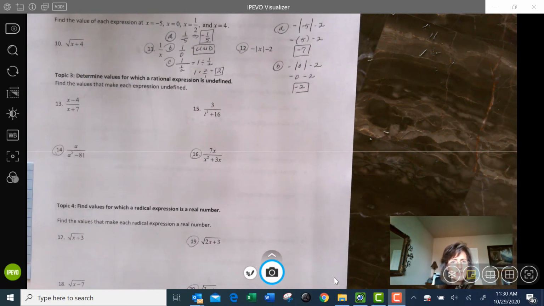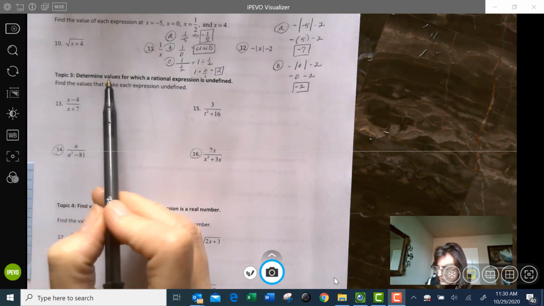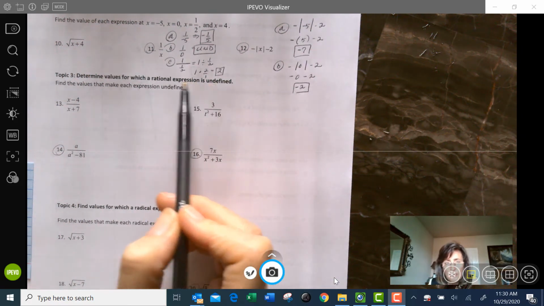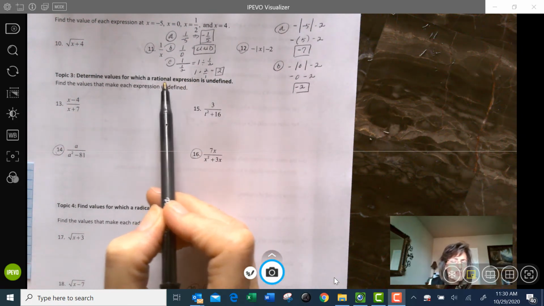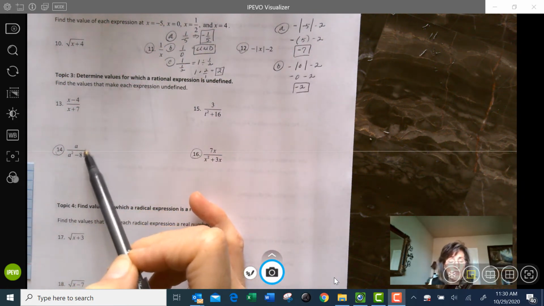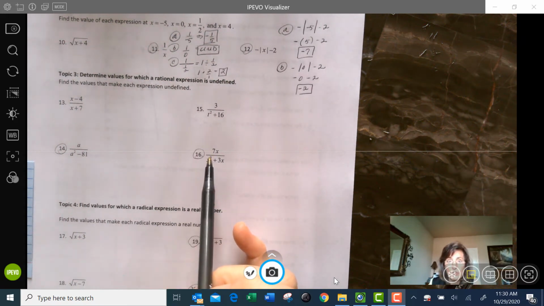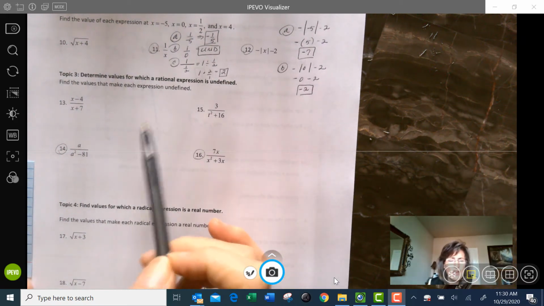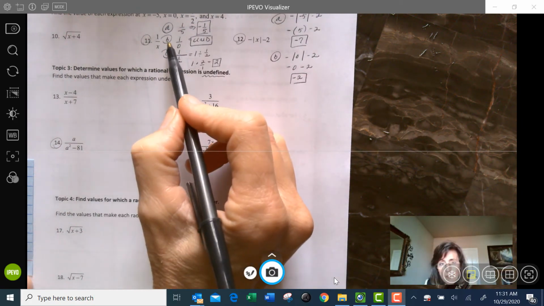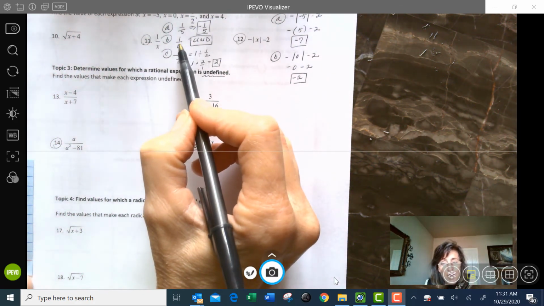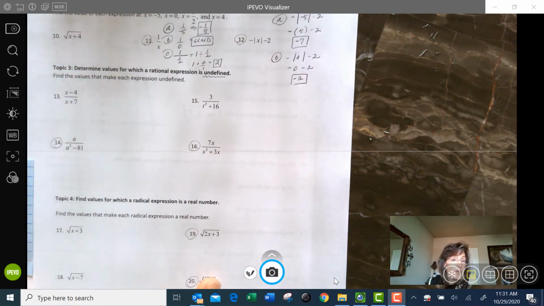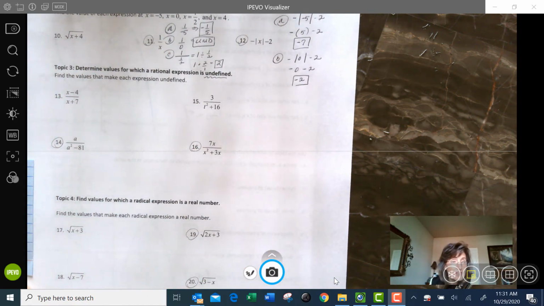Now, topic 3 is a transition, and it asks to determine values for which the rational expression is undefined. A rational expression is really a fraction with a bunch of variables in it. So these are all fractions with a bunch of variable x in them, or t, a, whatever. So they want me to determine what makes it undefined. Well, remember up here, when we have a 0 in the bottom of a fraction, it makes the fraction undefined. So I need to come up with the values that make the fraction undefined.